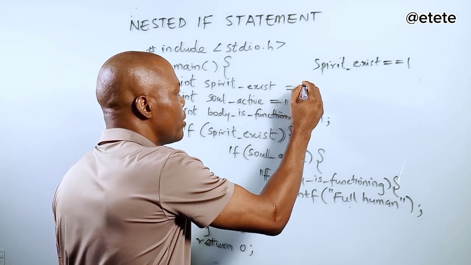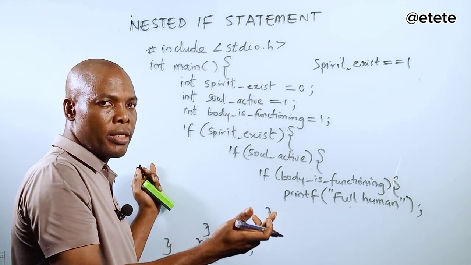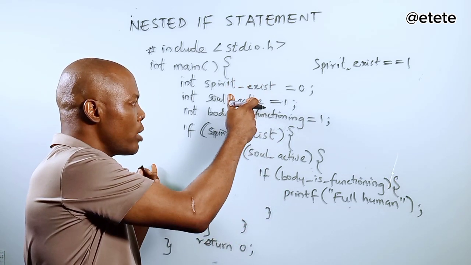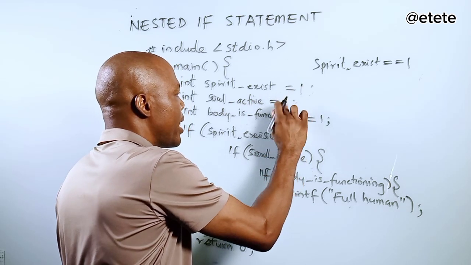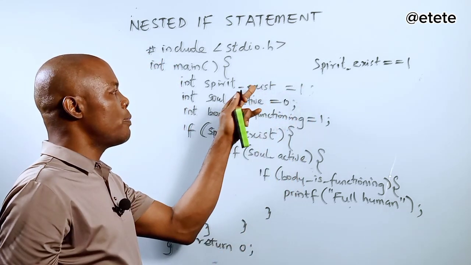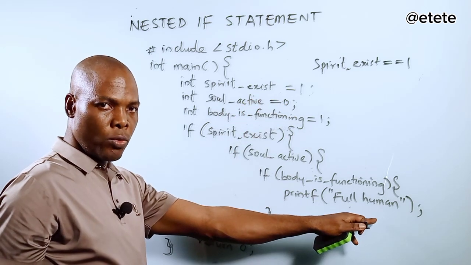If I change this place to 0, nothing will be printed out on the screen because the spirit does not exist. And when the spirit does not exist, soul cannot be active. Now, if I change this to 1 and I change this to 0, it means the spirit exists, but soul is not active, so nothing can come out in the physical world.